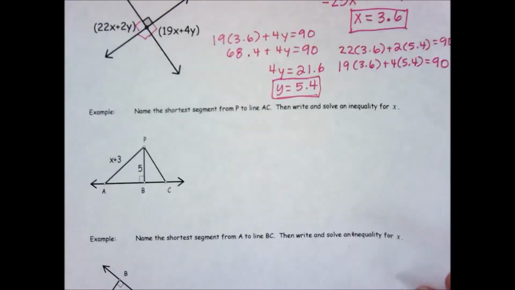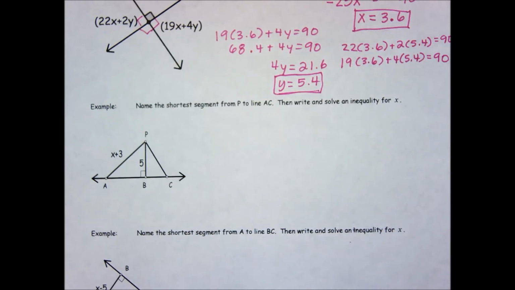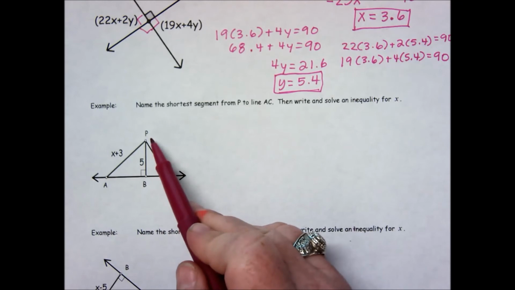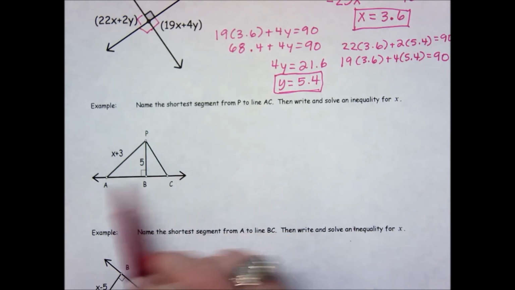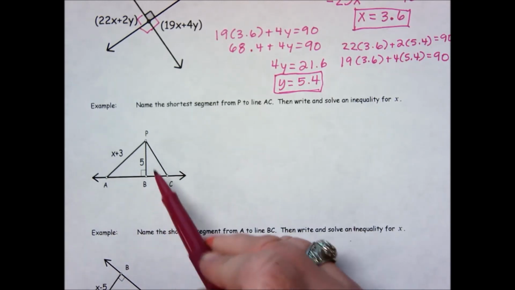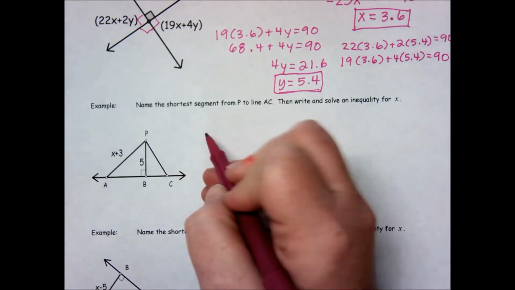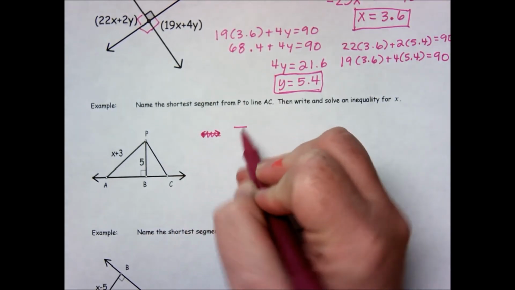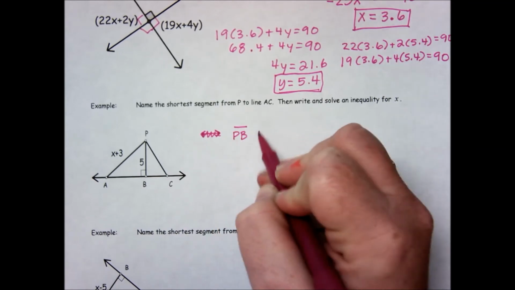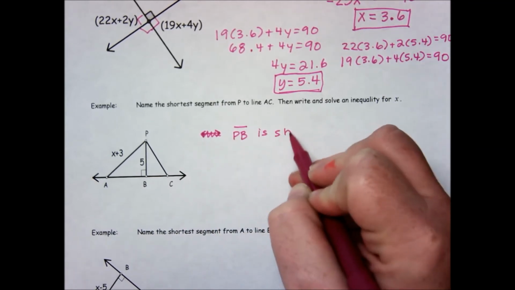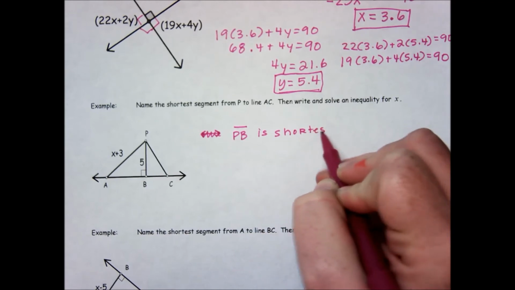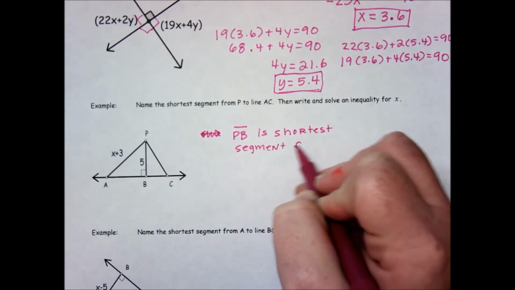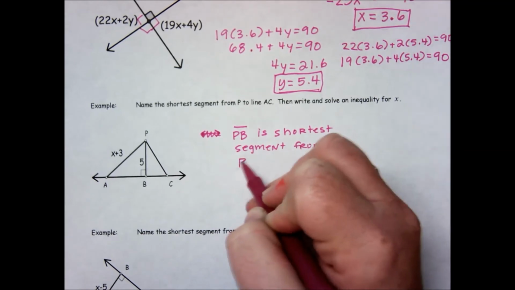Alright, so the last two examples talk about the shortest distance from a point to a line. So it says name the shortest segment from P to line AC. Well, I know the shortest segment has to be perpendicular. So in this case, segment PB is the shortest segment from P to AC.